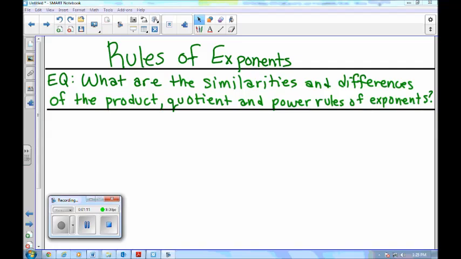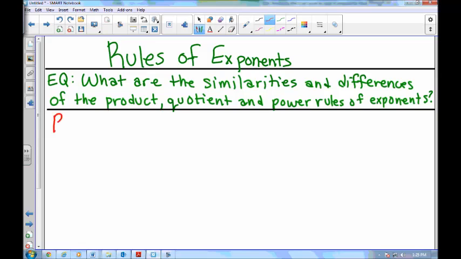Okay. What are the similarities and differences of the product, quotient, and power rules of exponents? This is the essential question that by the end of the notes you should be able to answer. We'll practice doing the summaries next week since I won't be here on Thursday, but eventually you'll be answering these questions. Okay, I think most people are almost caught up.